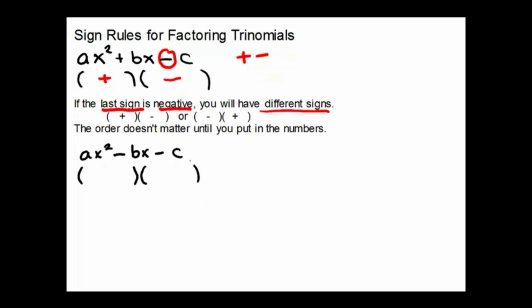For this trinomial, we will look at the last sign. Since the last sign is negative, we know that we will have one of each, a plus and a minus, and we can just put them in. The order doesn't matter until we fill in the numbers. We don't have to look back.